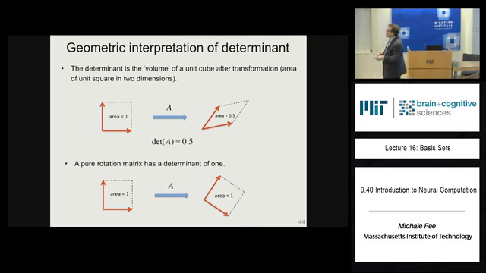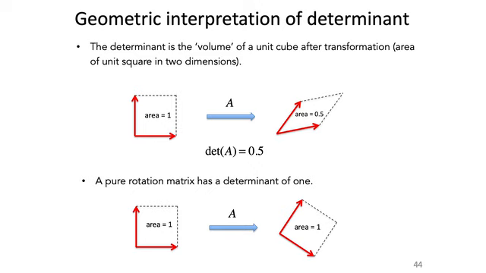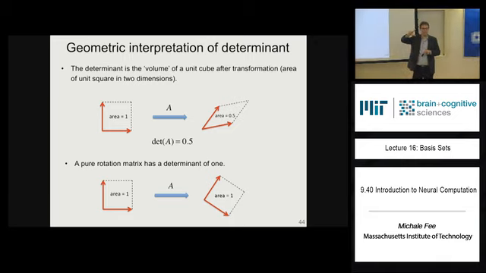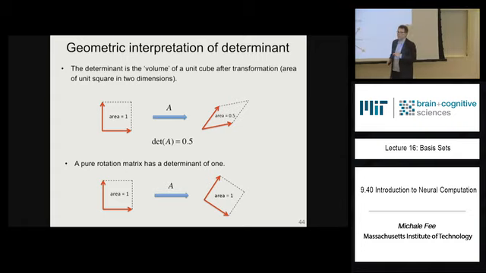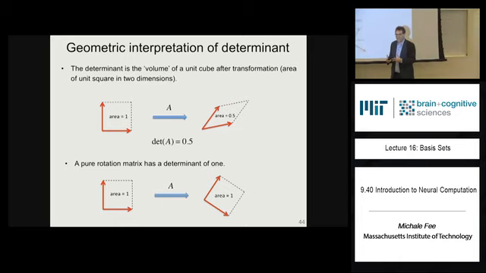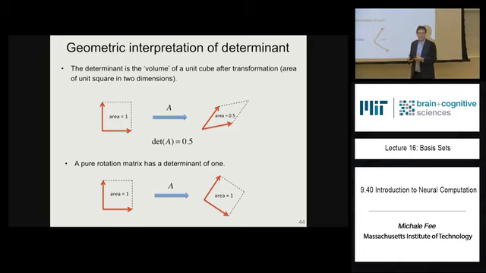Notice that a rotation matrix, if I take this cube and rotate it, has exactly the same volume as it did before I rotated it. And so you can always tell when you have a rotation matrix because the determinant of a rotation matrix is 1. So if you take a matrix A and find that the determinant is 1, you know that you have a pure rotation matrix.